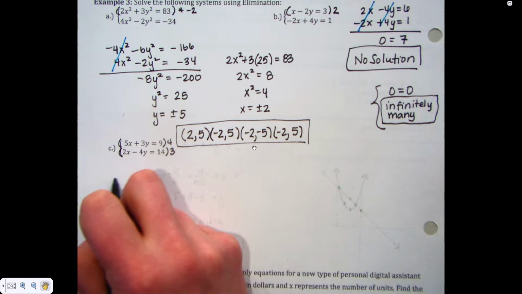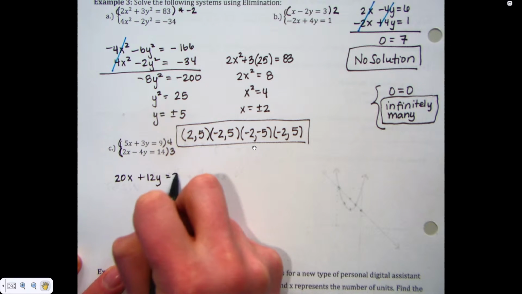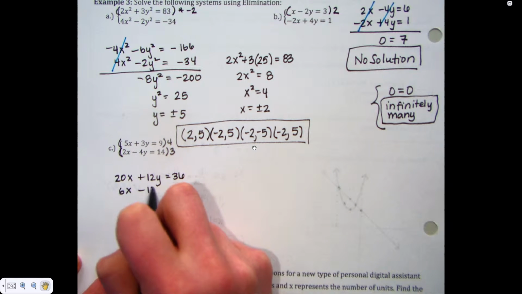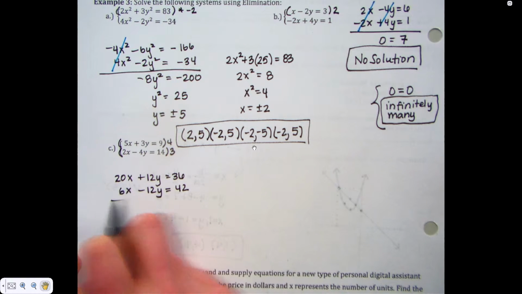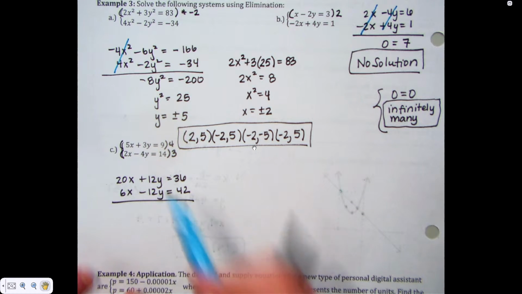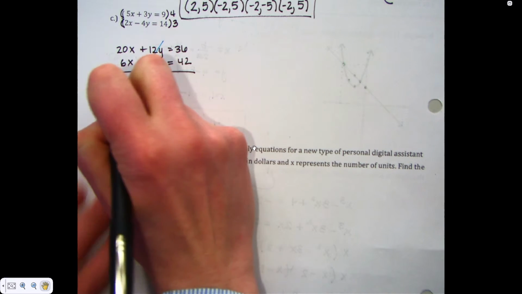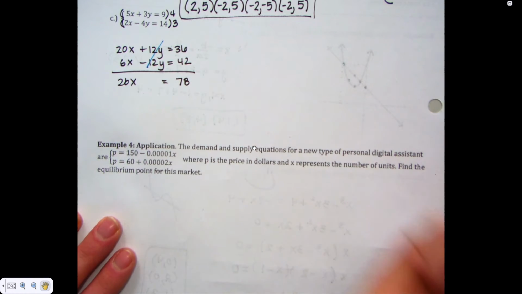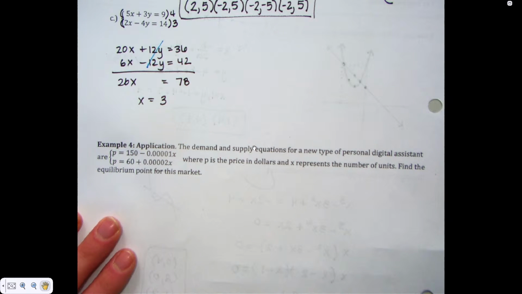So I would rewrite the first line as 20x + 12y = 36, and that bottom line as 6x - 12y = 42. That way, when I add these two together, right, my y values will disappear. I can eliminate that variable. I'm left with 26x, and on the right-hand side, I have 78. And if I divide out my 26, I will end up with a 3.